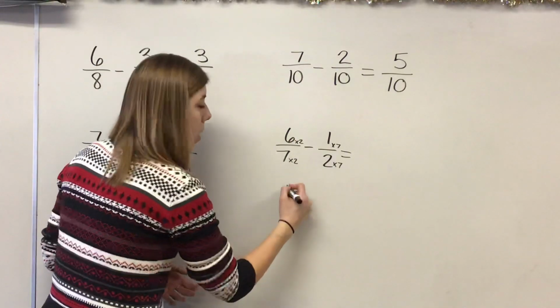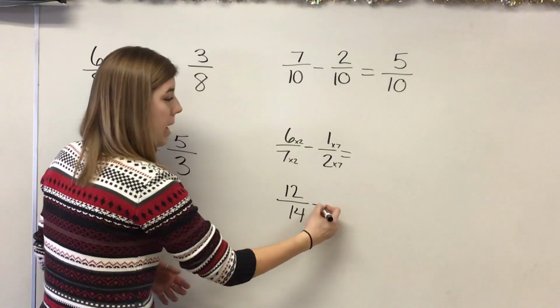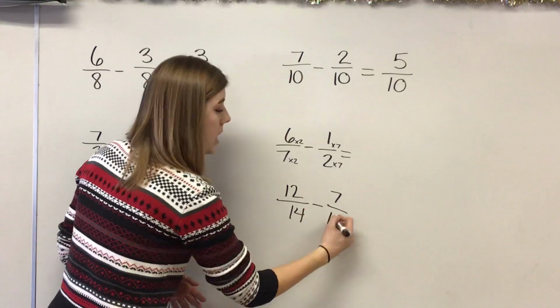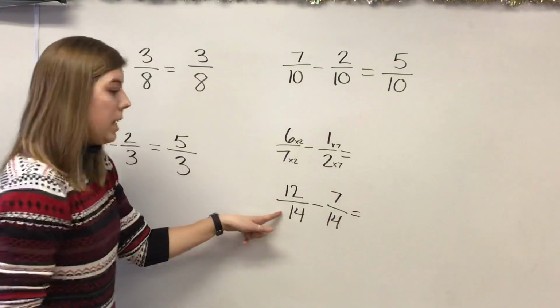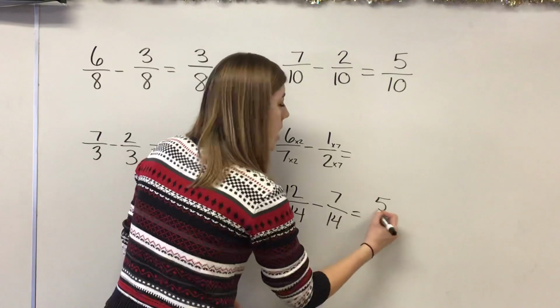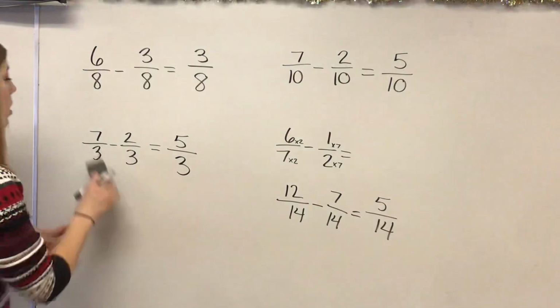6 times 2 is 12. 7 times 2 is 14. Minus 1 times 7 is 7. 2 times 7 is 14. I now have 12 fourteenths minus 7 fourteenths. 12 minus 7 is 5. Denominator stays the same. Let's work one more of those.